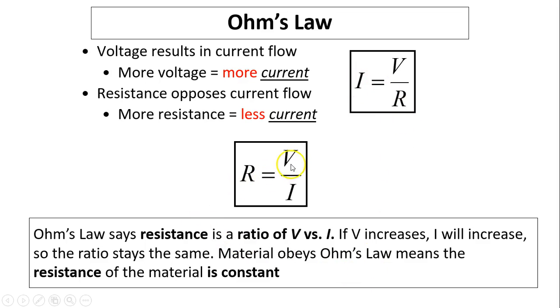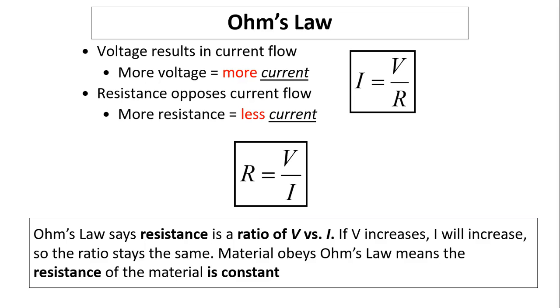So R equals V over I. Ohm's law says the resistance is the ratio of voltage versus current. If V increases, I will increase, so the ratio stays the same. It's almost like mass and the gravitational constant, g, right? When your mass increases, the gravity increases, the ratio is the same. So it's the same concept. Resistance is just a ratio.